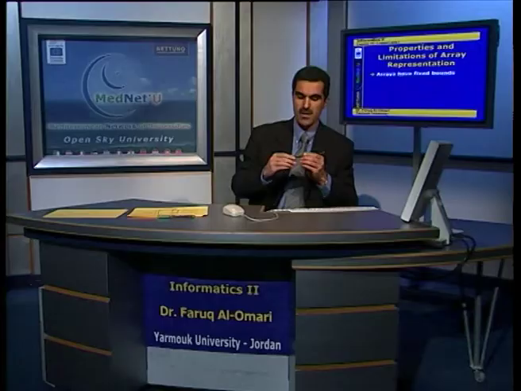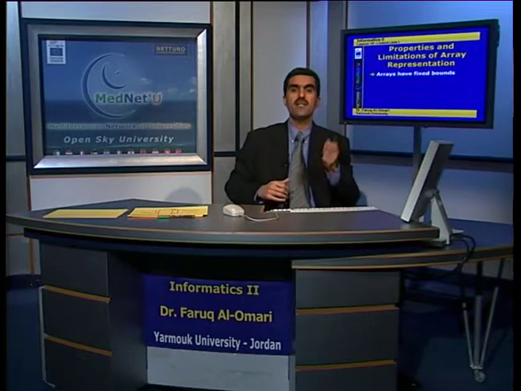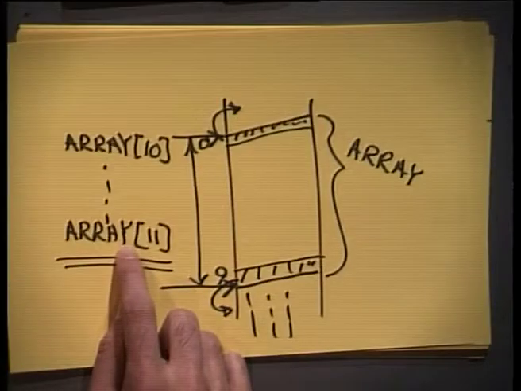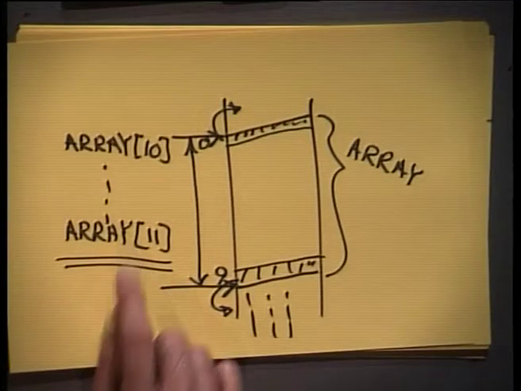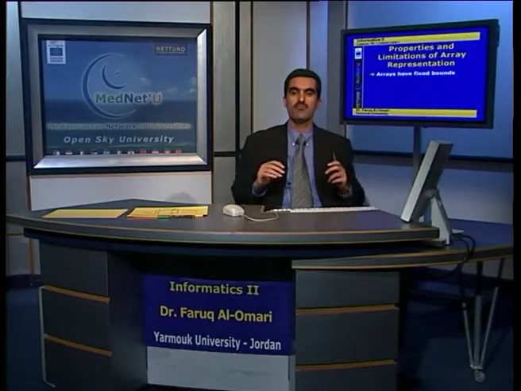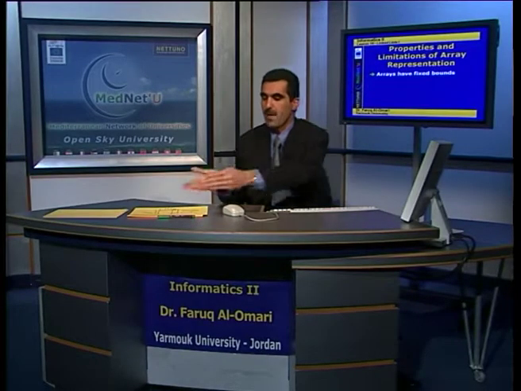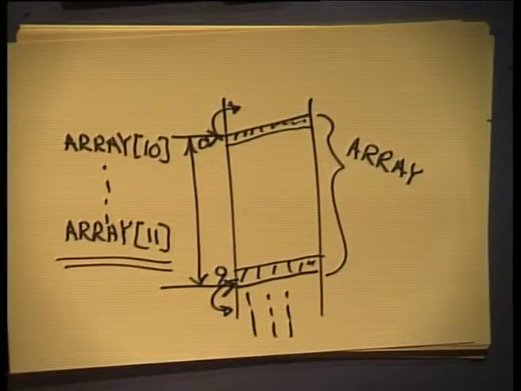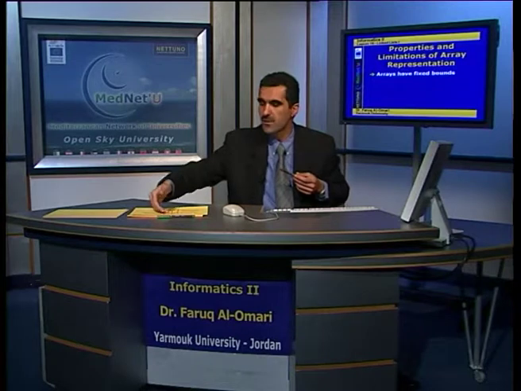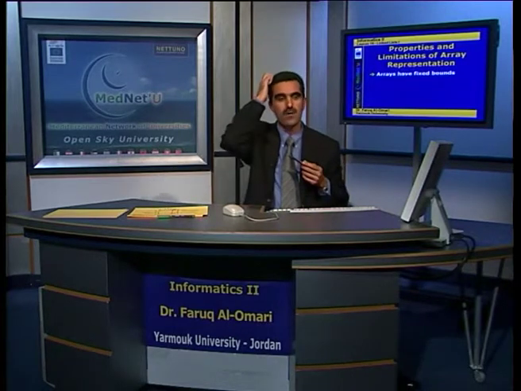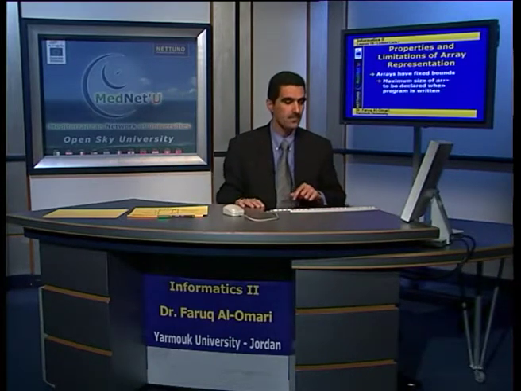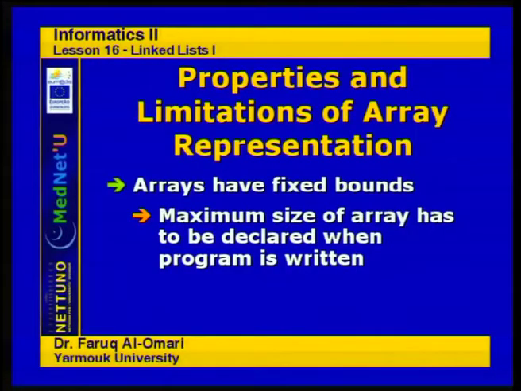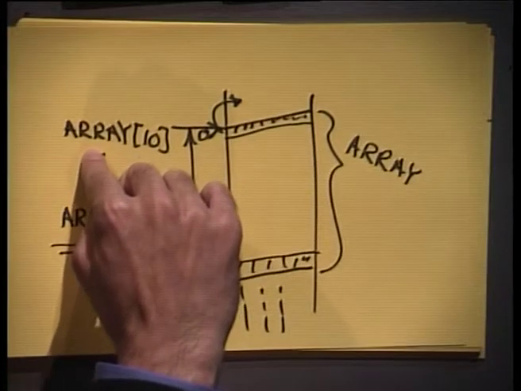Some compilers, as a matter of fact, would give you an error even if you attempt something like this, because they will tell you right away that you're going outside the bounds of your array. So you are bounded by the first and last entries in your structure, and that's all within this contiguous space that you have allocated in the memory. That means the maximum size of the array has to be declared when the program is written. And we do a declaration statement like this.